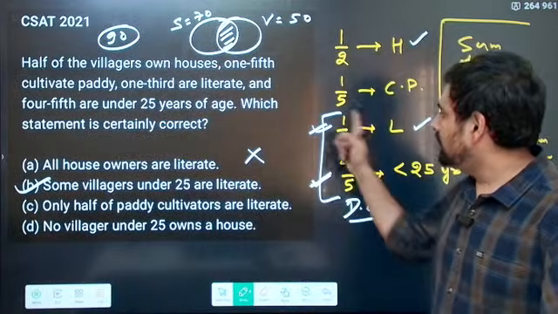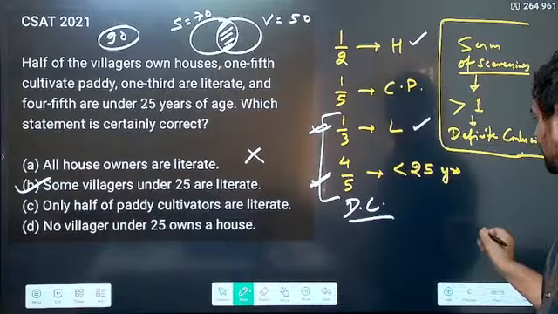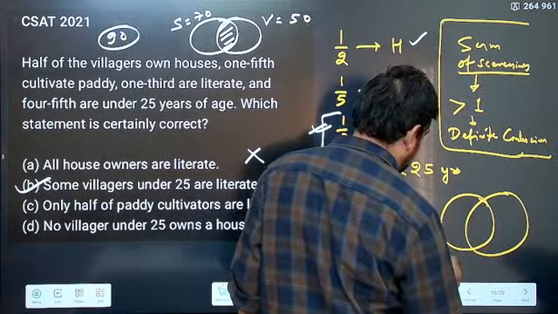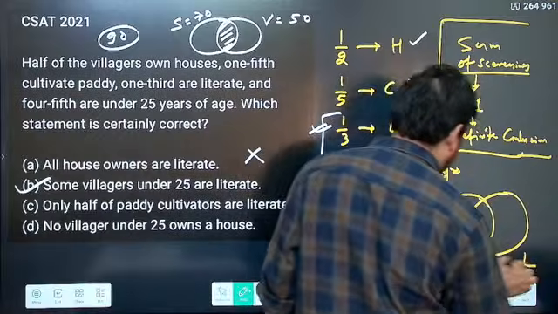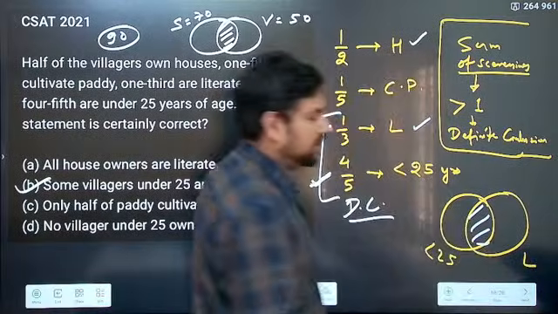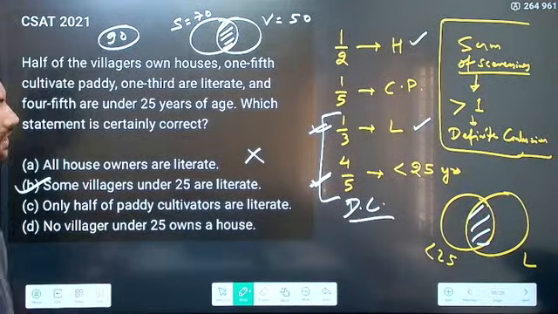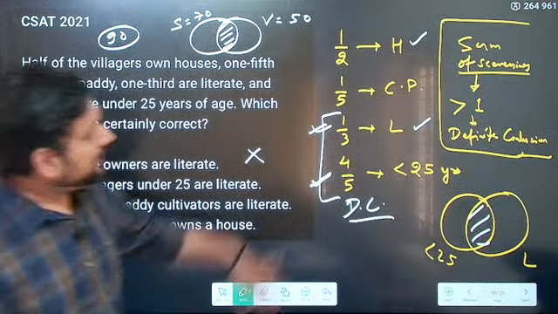There is no other possibility, because if I draw two diagrams like this, where this is under 25 villagers and this is literate villagers, they must have an intersection. Understood? Now, why have I told you all this? So that you don't have to write this out.